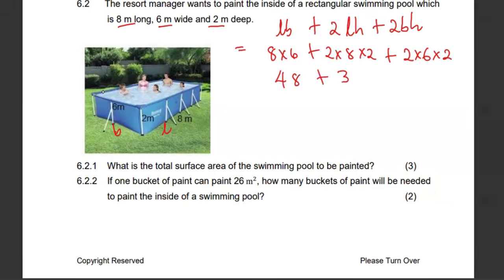48 plus 32 plus 24. When I add this, I'll still have 80 plus 24, which is 104 meters squared.